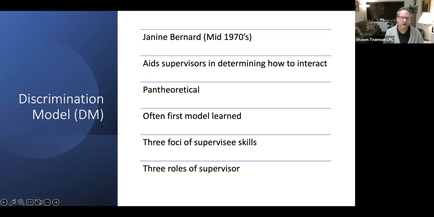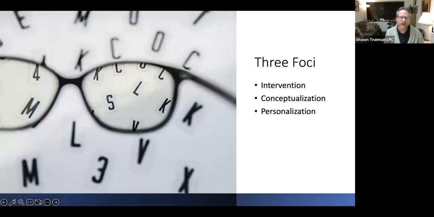The discrimination model proposes three foci for supervisor skills, and then three roles of the supervisor. So what are the foci, or the focuses, of supervision skills for the supervisee? Intervention, conceptualization, and personalization. In intervention, the idea is, what is the supervisee doing in a session that is observable to the supervisor? What skill levels are demonstrated? How are interventions being delivered, et cetera?